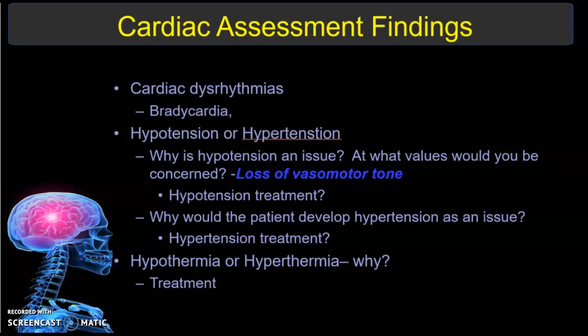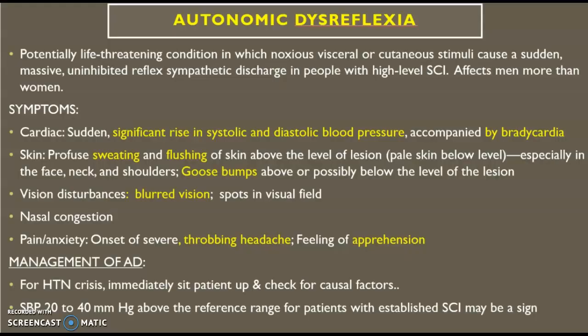You also may have a patient develop hypertension, and again, that might be related to autonomic dysreflexia, and I'm going to talk about that slide very soon. And sometimes patients can have hypothermia or hyperthermia, so look that up and be aware of what might be the cause of that.